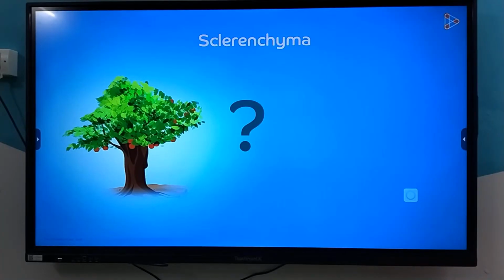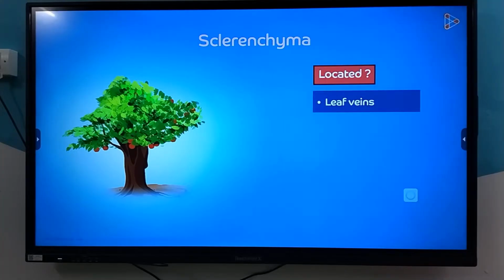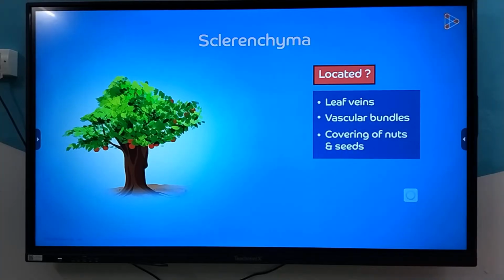So usually, where do you think we would find sclerenchyma in the plant body? Well, a few locations to be counted would include the leaf veins, around vascular bundles, in the tough coverings of our favorite nuts, and even seeds. And yes, of course, in the stem of the plants.